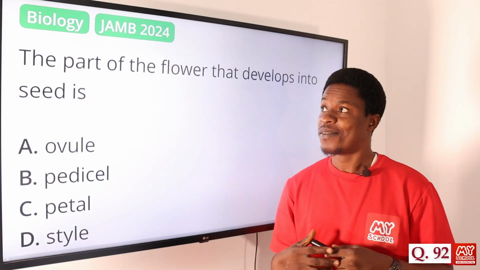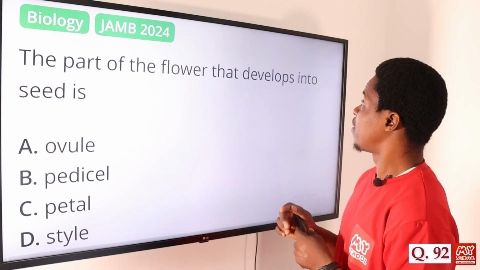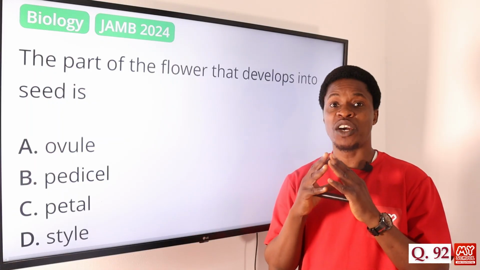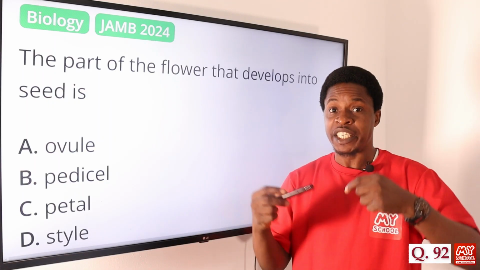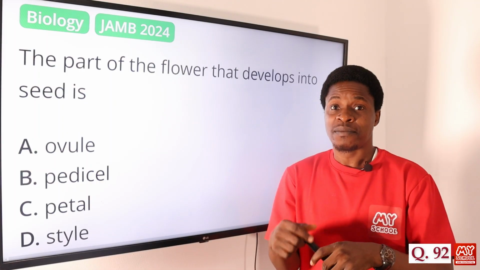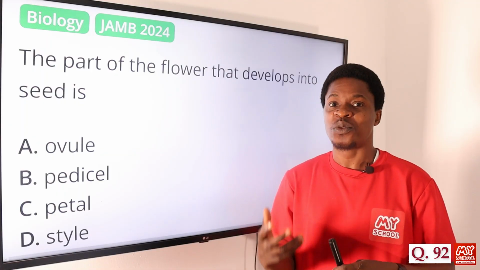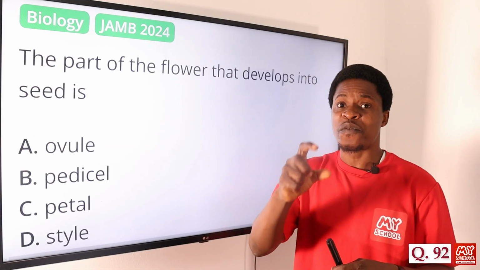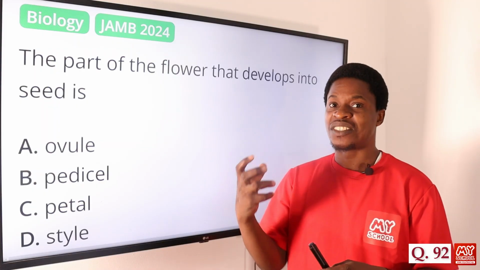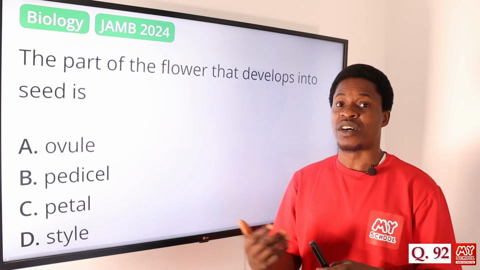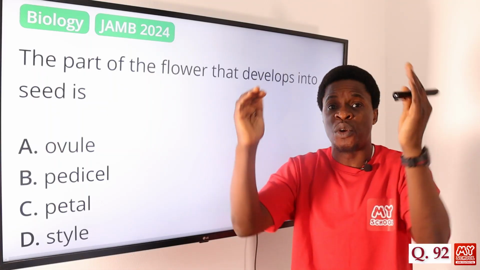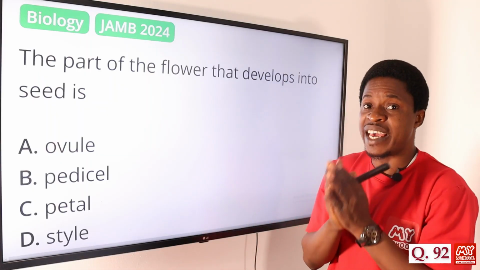Question 92 now. The part of the flower that develops into seed is called what? You must understand that the ovule usually is found in the ovary, okay, and the ovary is in the flower. So the ovule that is present in the ovary is what develops after fertilization into seeds, okay. And then at maturity, the ovary develops into fruit that encloses the seed.